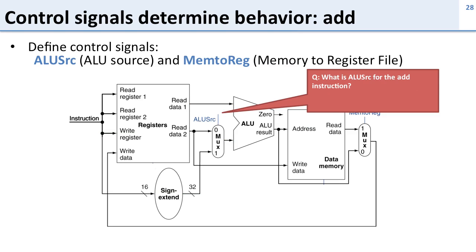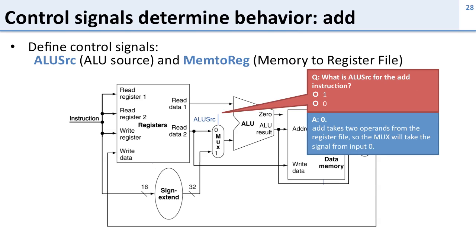So what should ALU source be for the add instruction? This is not add immediate, this is a regular R format add instruction. So should it be 1 or 0? Well, here it should be 0, and that's because add is an R format instruction and takes two operands, both of which come from the register file. So we need both of our operands from the register file, so we need to select the 0 input to the MUX.